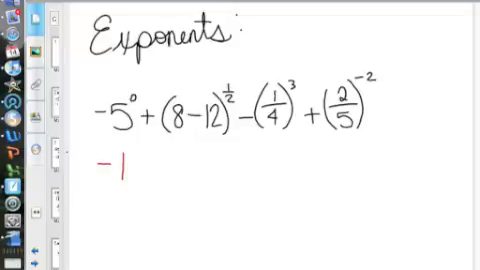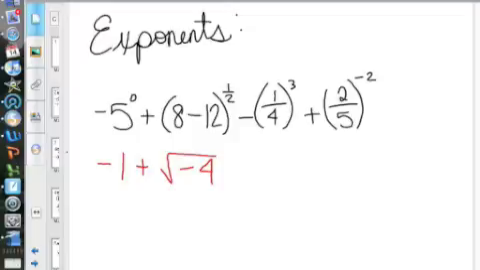The second thing we have, what do we need to do before we worry about the exponent? You need to do what's in parentheses, and what you get is -4. Does anybody remember what a 1/2 power is the same thing as? The square root. 1/2 power is the same thing as the square root of something.